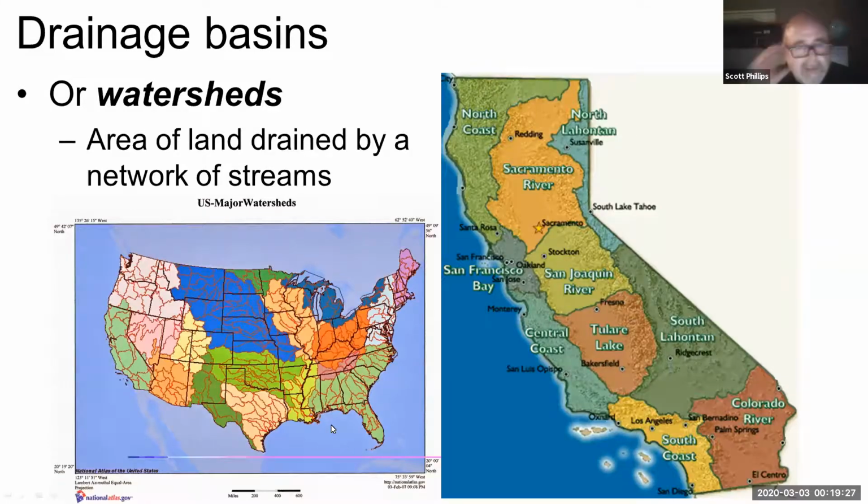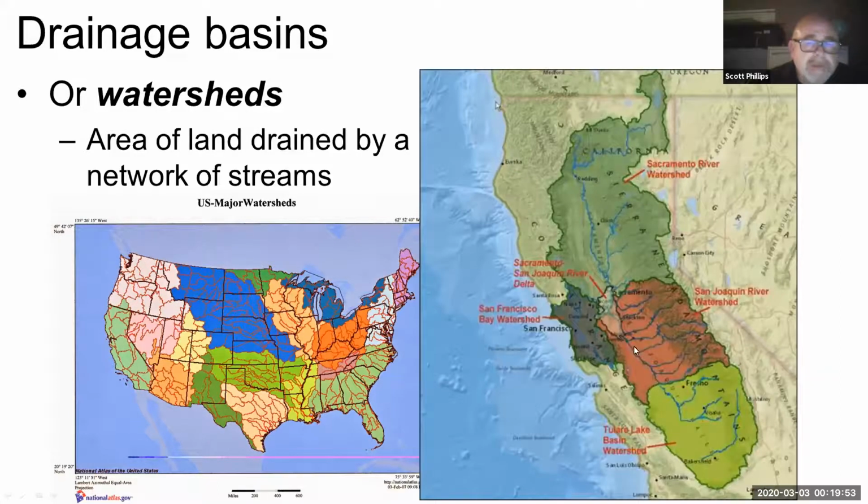We can divide these up geographically. This is a map of major watersheds in the United States, and there's a number of them in California. There's a hydrologic area of California in general, then it's divided up into these smaller ones. If we look more closely, that includes things like the North Coast, Sacramento River, San Joaquin River, and Tulare Lake.